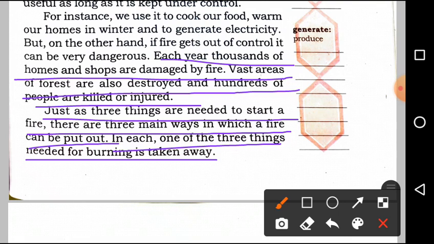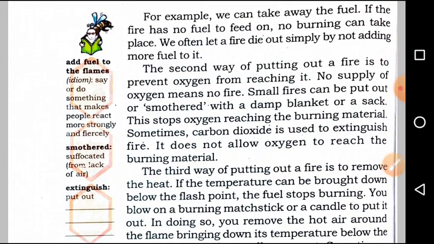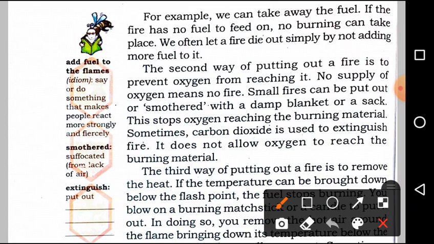We can stop fire. How? If we take out the oxygen from a burning particle, then automatically the fire will go out. If we reduce the heat of the burning particle, then the fire will also die down. And if we remove the fuel or stop supplying the fuel, the fire will also stop. So there are three ways, and in each of them what we actually do is take out one essential thing from the fire at a time.